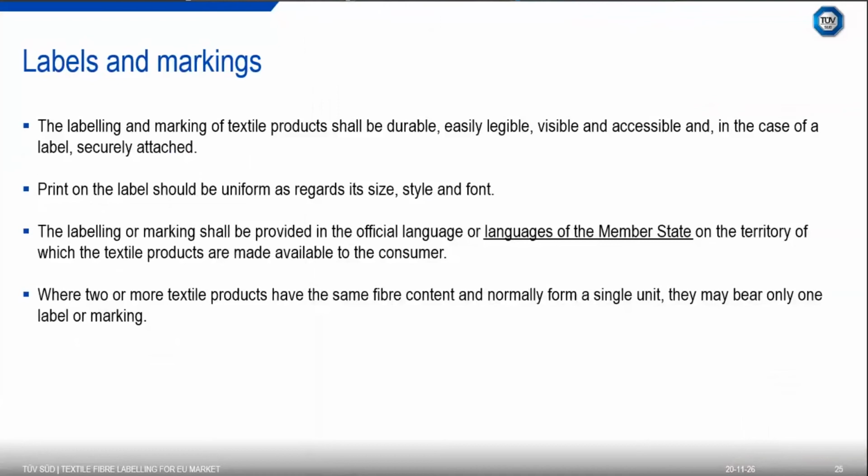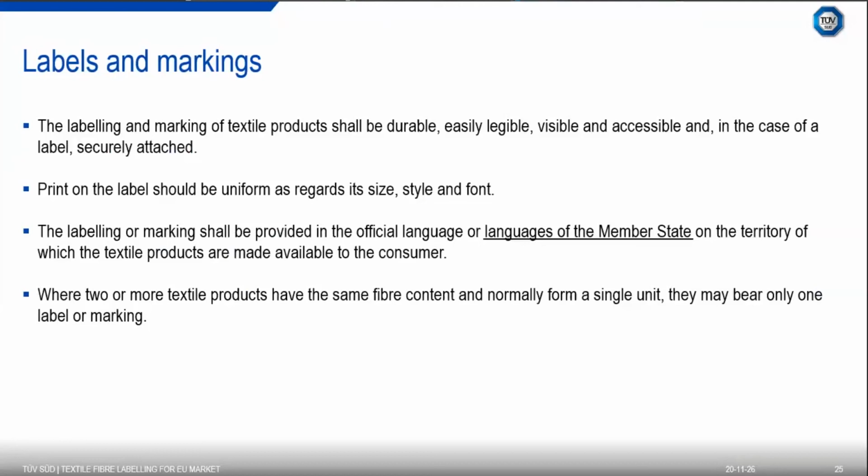Now, how to put the label on the product? That is another question. We'll talk about this here. The label or marking on textile products shall be durable, and it has to be easily legible, visible, and accessible. Accessible should be at the point of sale. That means the label should be affixed at a location of the garment or product in such a way that it should be easily visible and accessible by the consumers. Like often we put the fiber composition at the center back neck of the garment. In case of pants, we use a waist label, which is easily accessible and visible by the consumer.